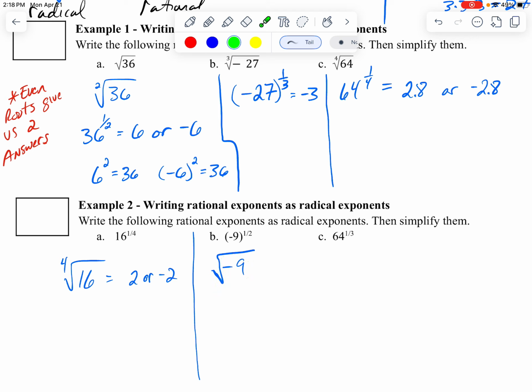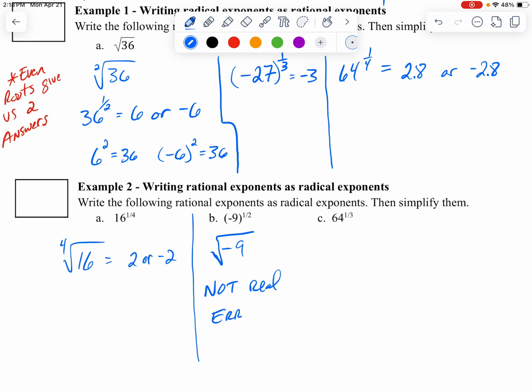So if we have an even root and a negative number, that's never going to work. Okay? This is not a real number. In the future, you'll talk about imaginary numbers, but that's not something that you need to think about right now. For right now, we just know that this is not a real number. Your calculator will probably tell you error. 64 to the 1/3. This is the third root of 64. Punch that into your calculator and you will get 4.